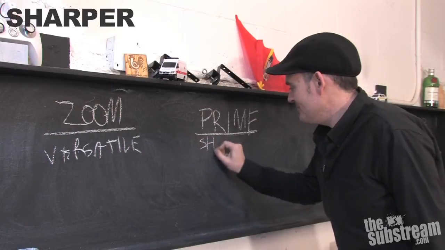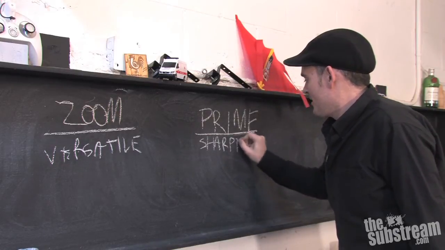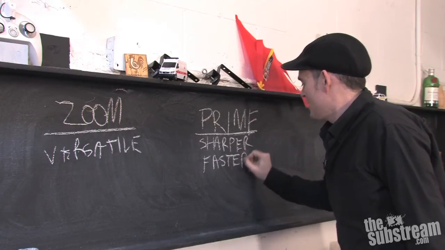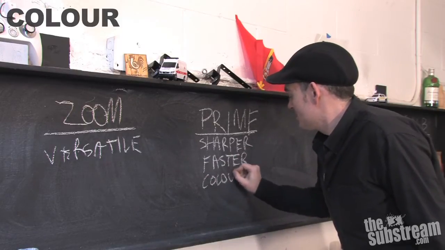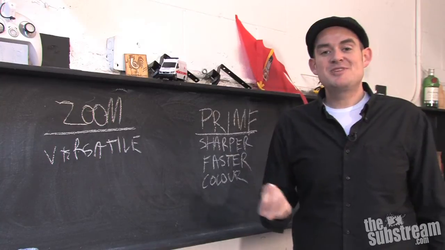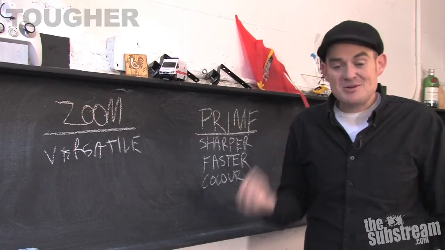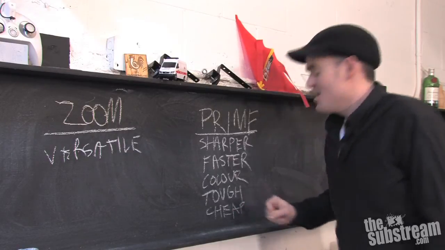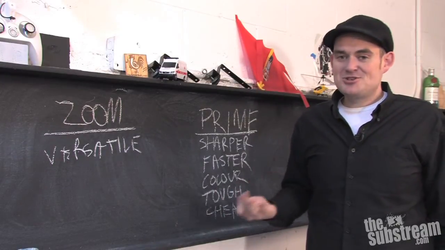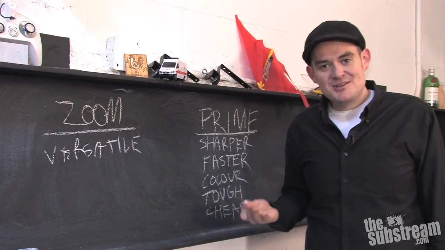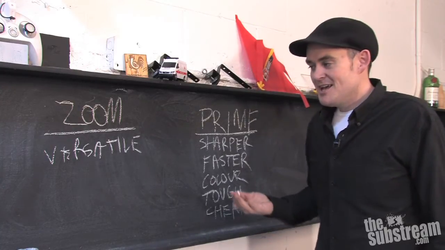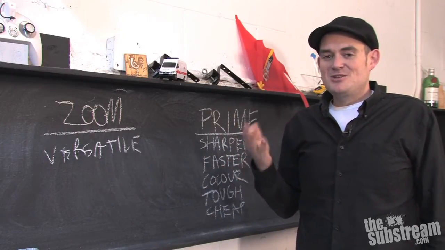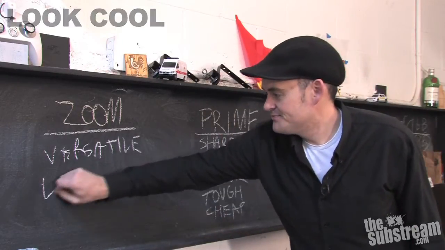Because of this, they're sharper. Because of this, they're generally faster, so you can get huge wide apertures. Because of this, they represent color better. And because they're simpler, they tend to be tougher and, generally speaking, cheaper. So why would anyone use a zoom lens if they're not as sharp, not as fast, don't do color as well, they're not as tough, and they're more expensive? Well, because they're versatile. I guess they're also really long and look cool.